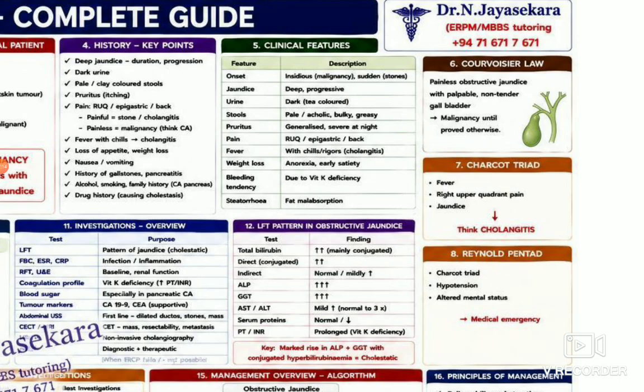Courvoisier's law. Now let's understand Courvoisier's law logically. Gallstones usually cause repeated inflammation over many years. So the gallbladder becomes fibrosed and contracted. But in malignant obstruction, which develops gradually without repeated inflammation, the bile accumulates slowly, causing gallbladder distension. That is why a palpable non-tender gallbladder with jaundice suggests malignancy until proven otherwise.